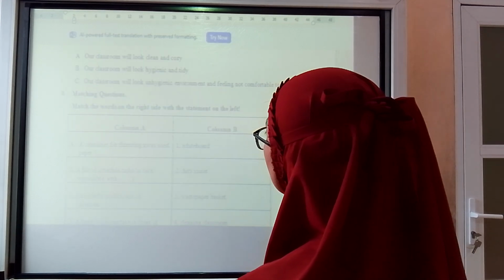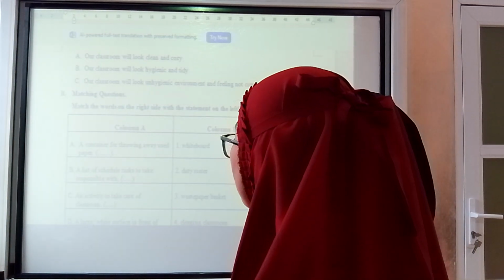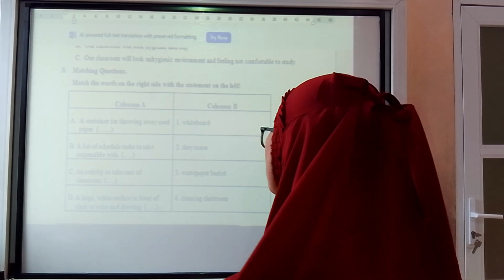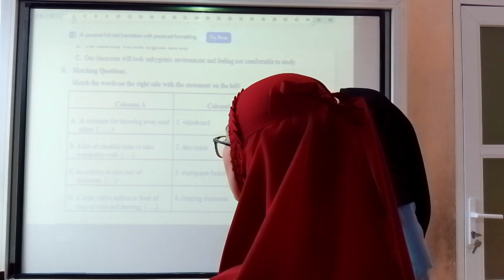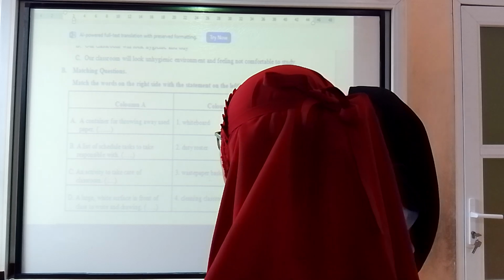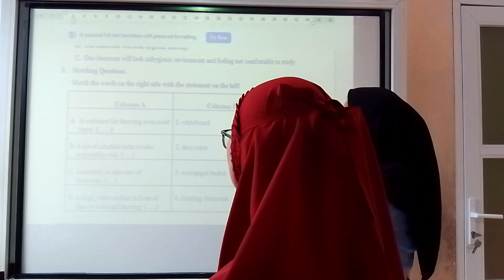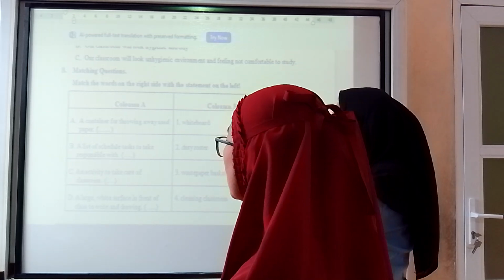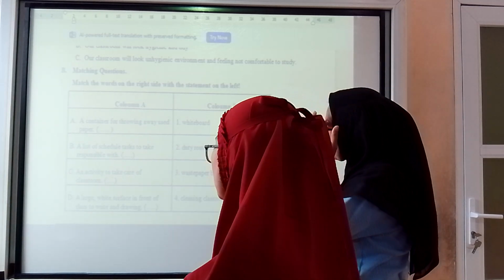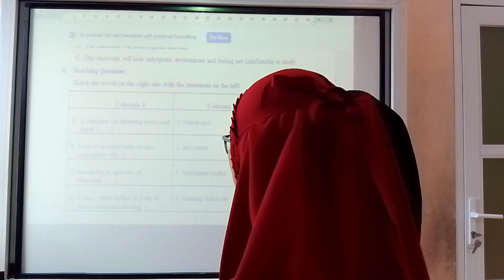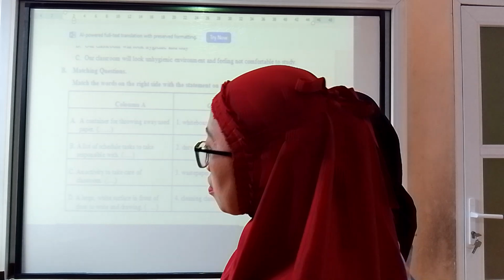Okay, this one is Susan. Container for throwing away used paper is the paper basket. And then B, a list of scheduled tasks to be responsible with is the duty roster. An activity to take care of the classroom is cleaning classroom. A large white surface in the front of class to write or draw on is a whiteboard.